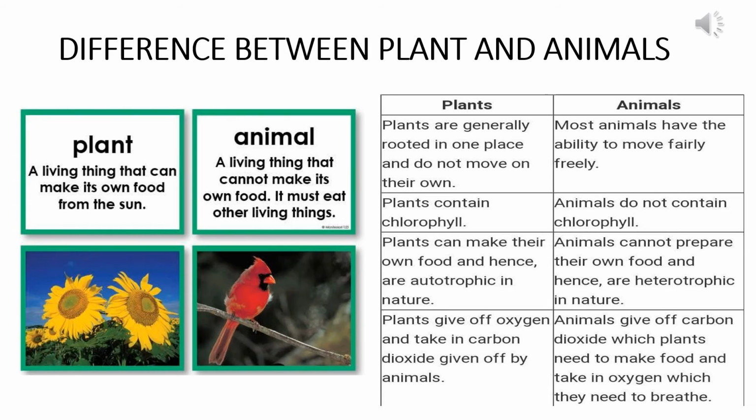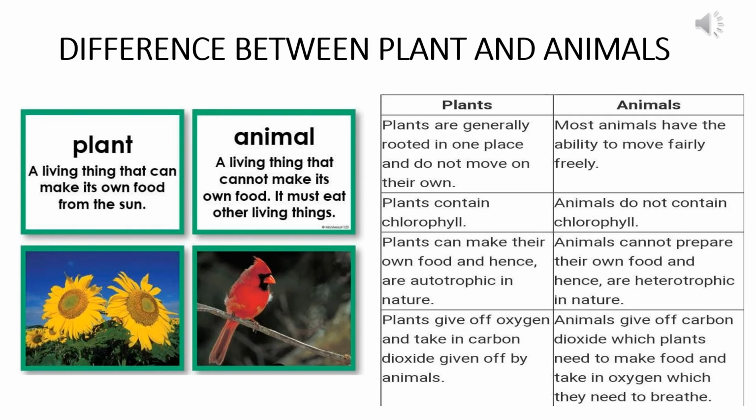For this reason, the plants are called autotrophs because they can prepare their own food, and animals are called heterotrophs because they depend on others for their nutrition. Again, the plants are generally rooted in one place and they cannot move, but animals have locomotory organs and they are able to move freely. The plants contain chlorophyll, but animals do not. And plants can make their own food, which we have already discussed, and animals cannot make their own food.